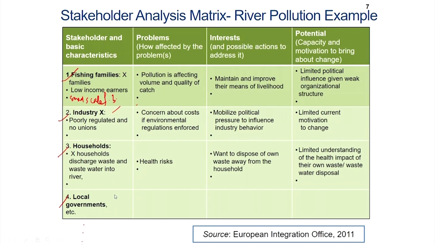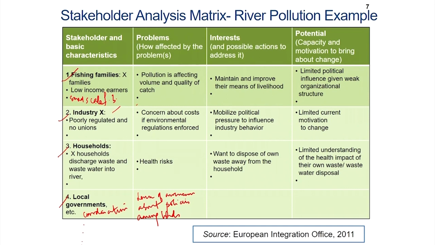Local governments, you can think of, let us say, the problems of coordination in the hierarchy, and the problems that the lack of coordination gives rise to, say lack of awareness about policies among households due to a lack of coordination in the hierarchy of the local governments. The third column talks about interests and possible action.